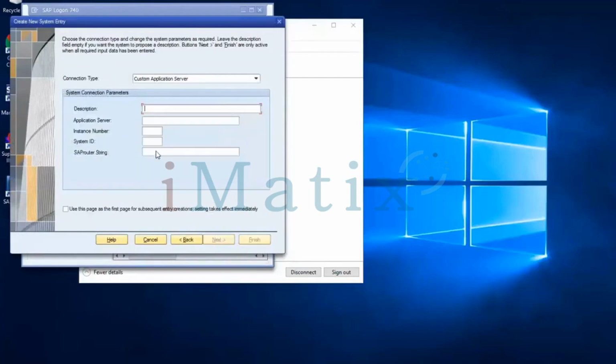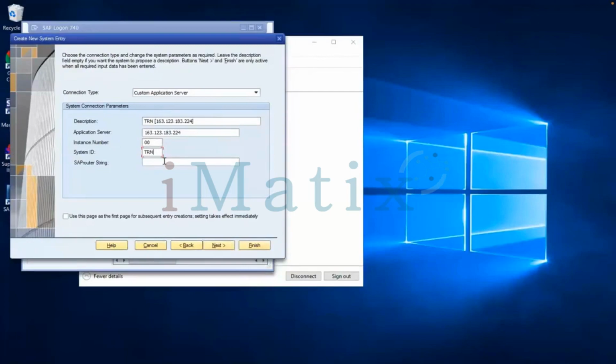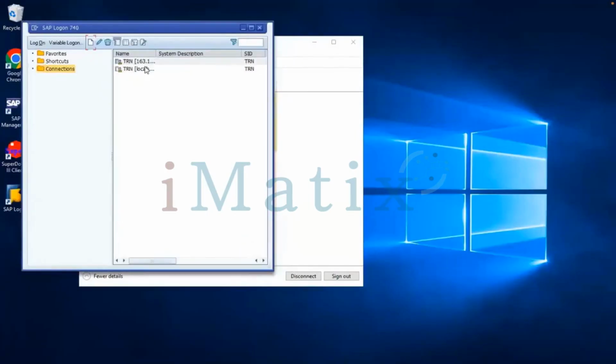Next, then application server. In the application server, you specify localhost because it is running on the same machine. Localhost means the same IP address, or you can type the IP address where the machine is running. Instance number 00; we can have up to 100 instances. I have created only one instance, and system ID is TRN, but it accepts uppercase only. Then finish. After that, you will have a connection. Double click on this one.